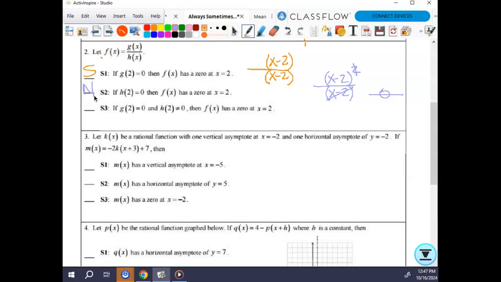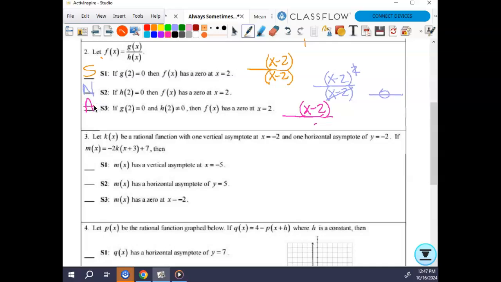Okay. Then g of 2 equals 0, so that's the numerator. So I'd have an x minus 2 up here. And h of 2 cannot equal 0, which means for sure I do not have one of those in the denominator. If I for sure don't have one in the denominator, then I have a 0 and nothing else could happen, right? We go with that? The different things that could happen. All right, good. That's an always.